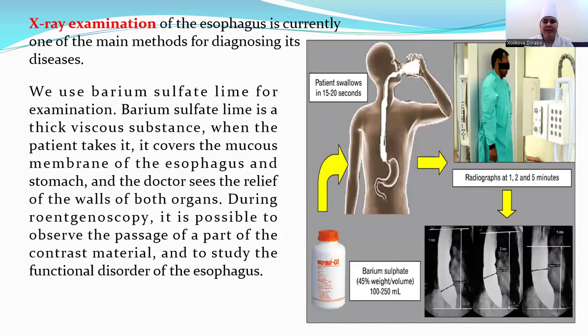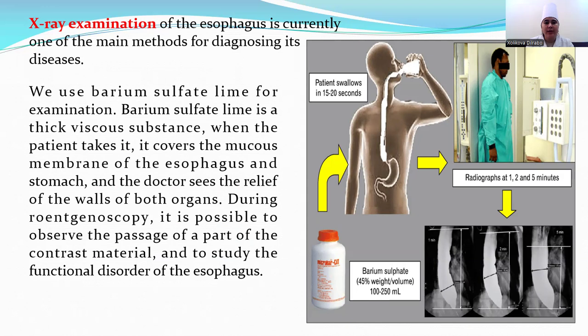First, X-ray examination of the esophagus is currently one of the main methods for diagnosing its diseases. We use barium sulfate lime for examination. Barium sulfate lime is a thick viscous substance. When the patient takes it, it covers the mucous membrane of the esophagus and stomach, and the doctor sees the relief of the walls of both organs.